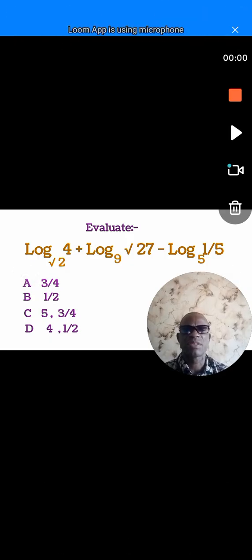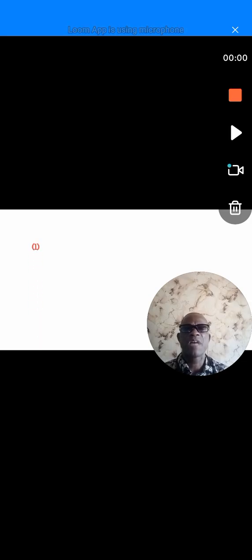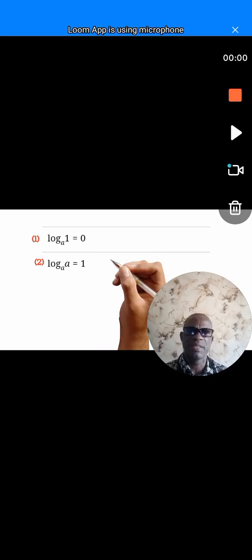Now, there are about 7 laws of logarithm, depending on how you coin it. The first identity says the log of 1 is equal to 0. That is, log 1 base 2 is equal to 0, log 1 base 10 is equal to 0, log 1 base 15 is equal to 0. The log of 1 is equal to 0 no matter the base.